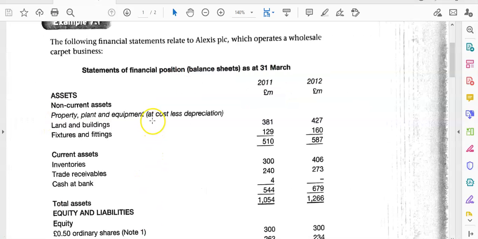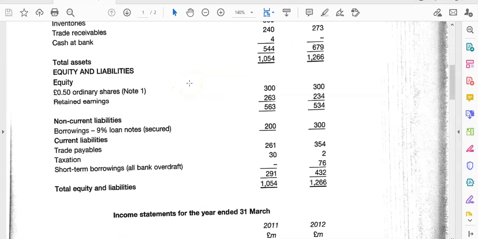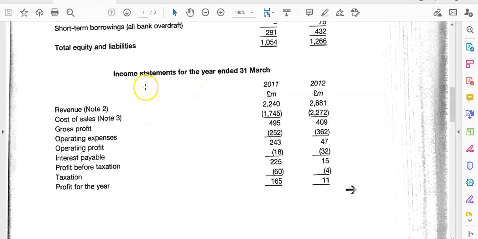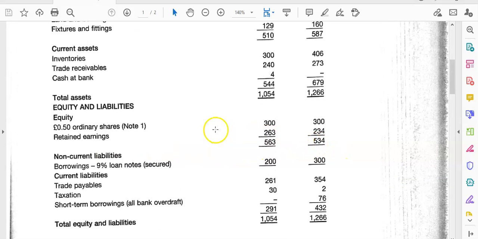If we go back to Alexis, the example we're using in class, our profit before interest and tax is 243 and 47. Operating profit is also known as profit before interest and tax, so there's a big decline year on year. Your capital employed will be your debt plus your equity, so here your 563 plus your 200, and your 534 plus your 300.